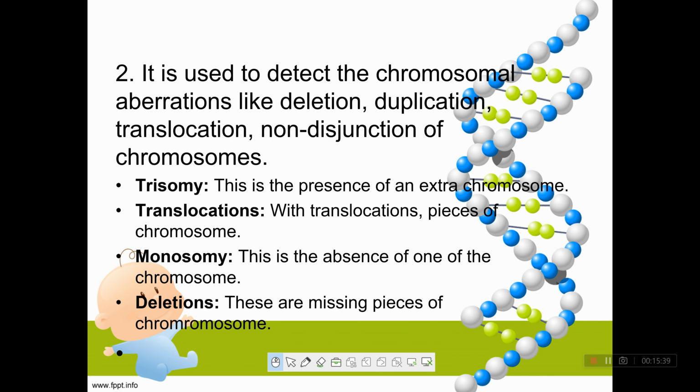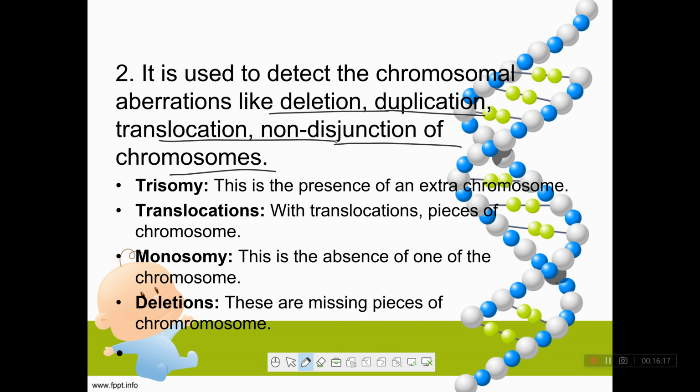Next, it is used to detect chromosomal aberrations like deletion, duplication, translocation, and non-disjunction of the chromosome. Where is it used? It is used to detect chromosomal aberrations. If there is deletion in any number of chromosomes, then you can easily identify it. If there is duplication of any number of chromosomes, then we can also easily identify it. This is the process of aberration.